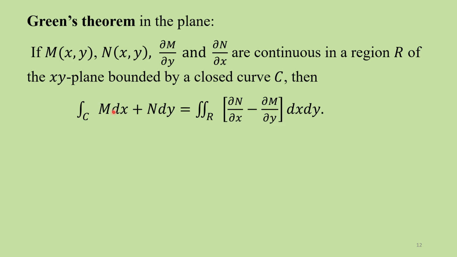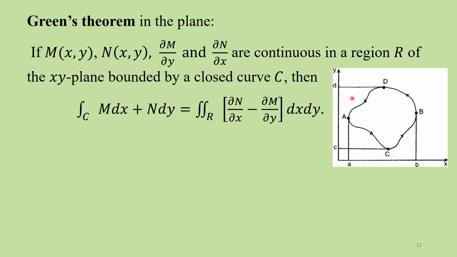We can say the integral of M dx plus N dy over C is equal to the double integral of dou N by dou x minus dou M by dou y over the region R with respect to x and y. So if I have a closed curve C bounded by the region R, instead of evaluating along the curve C, I can take dou N by dou x minus dou M by dou y, by identifying M and N, differentiating M partially with respect to y and N with respect to x.